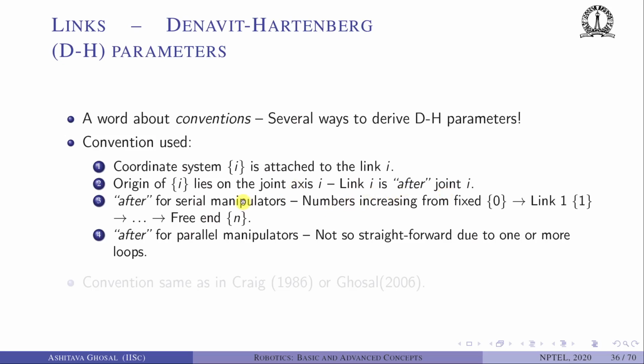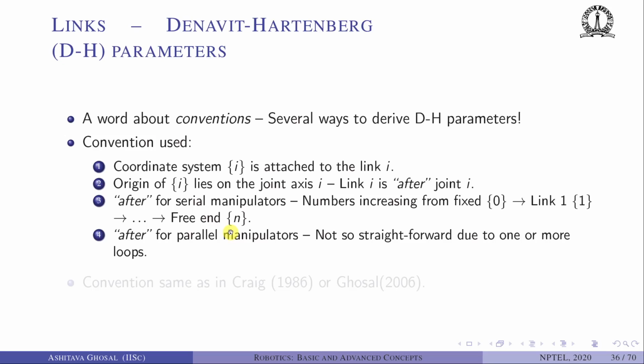Okay, so in a serial robot, after makes sense because we have numbers increasing from a fixed reference coordinate system, which is 0, link 1 has a label 1, and so on, all the way to the free end, which has a label n. In a parallel robot, this notion of after is not so straightforward, because there are several loops, so I can go to one particular link in more than one way, in more than one loop. So it is not very clear what is after.